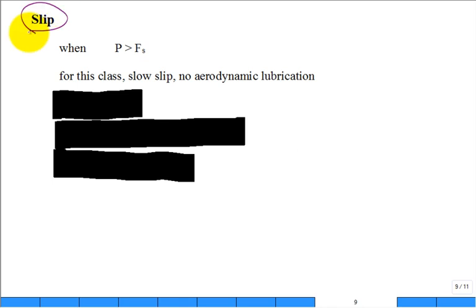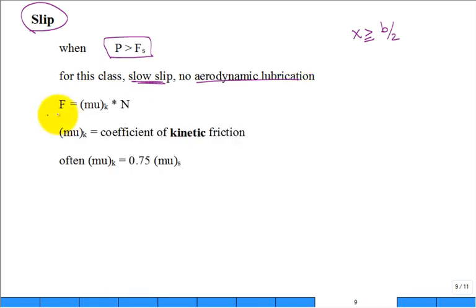We already talked about tipping. Tipping is when x gets greater than or equal to b over 2. But you can also get slipping. These are states of impending motion. It's about ready to rotate, tip. It's about ready to slip, translate, and accelerate. That's when P is greater than the maximum frictional force. For this class, we're only going to think about, very briefly, slow slipping, no aerodynamic lubrication or anything like that, with fast slipping. And our simple equation looks like our equation for the static.